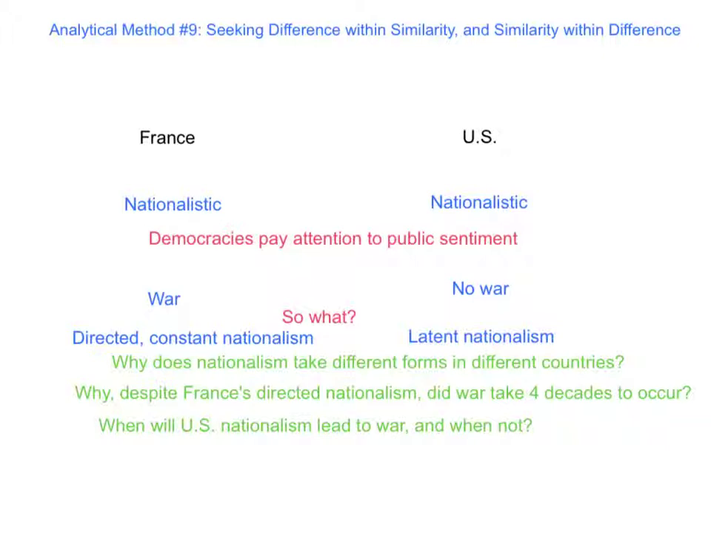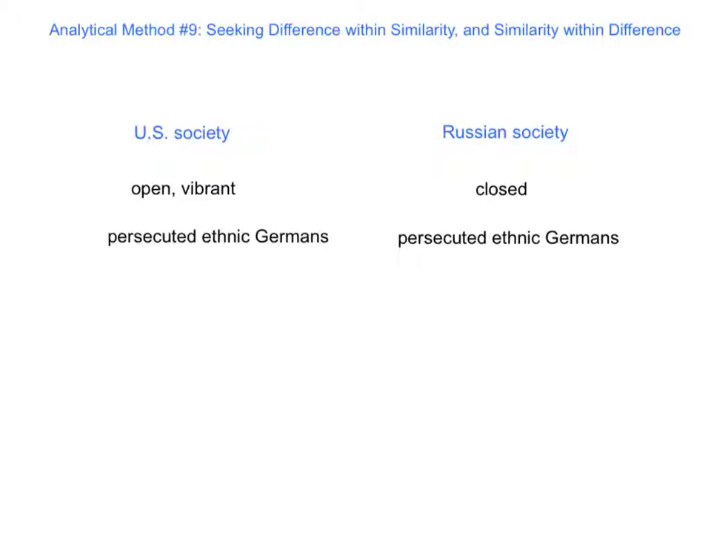Now in the same idea, we look for unexpected similarities within a difference. So you could look to the idea that American and Russian society were polar opposites during the war. The U.S. was open, vibrant, democratic and tolerant. Russian society was closed, aristocratic, stagnant. But despite that difference, they both reacted the same way in some ways towards their ethnic German minorities. In both countries, the ethnic German minorities were persecuted during the war.